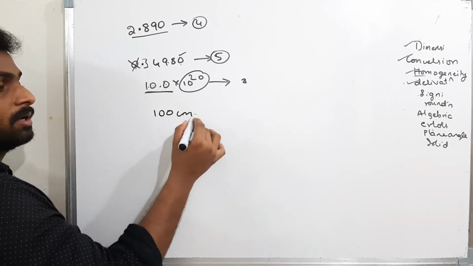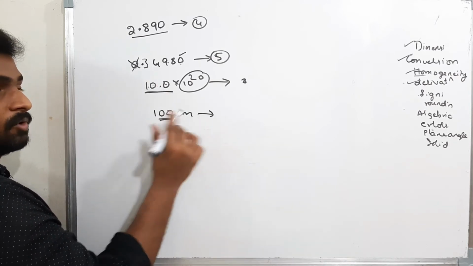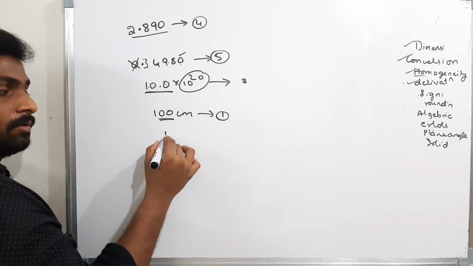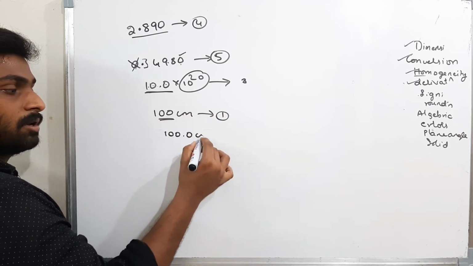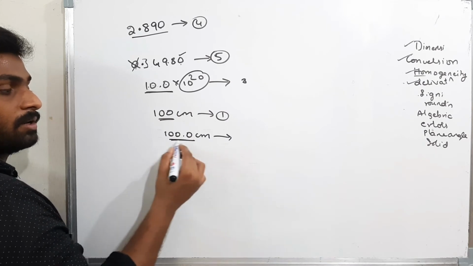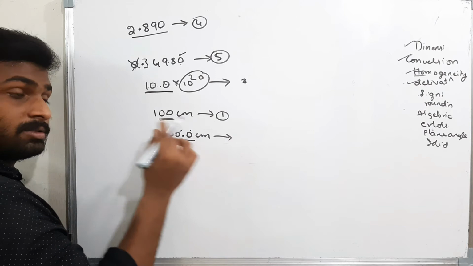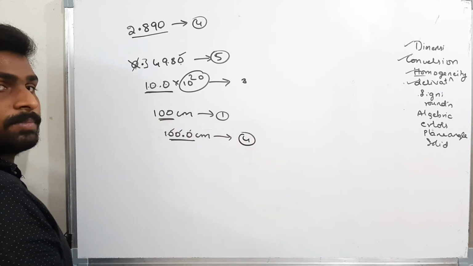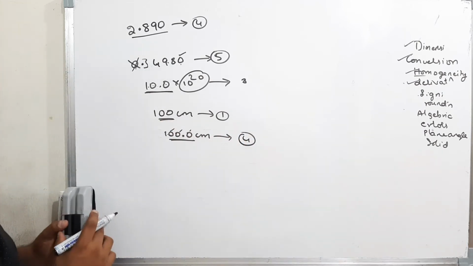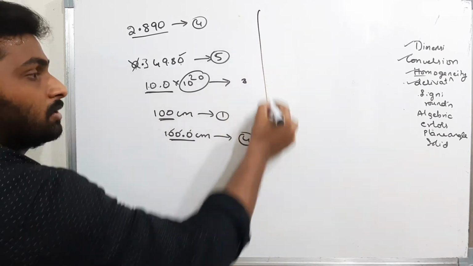100 centimeters. Now, same, how many significant figures are there? Only 1. 100.0 centimeters. How many significant figures are there? 1, 2, 3, 4. Because the decimal point is there, I should count the right side zeros also. Therefore, the number of significant figures is 4. Okay, I think significant figures are clear. Now, next one, rounding of numbers.